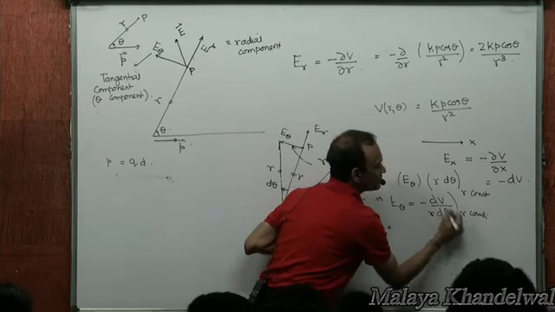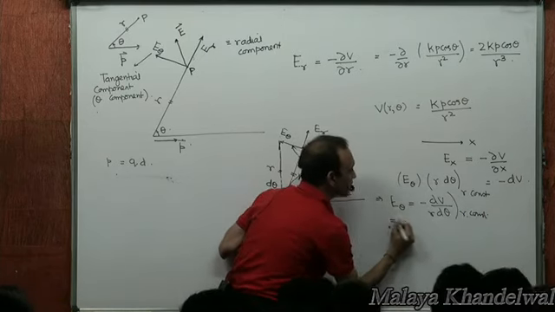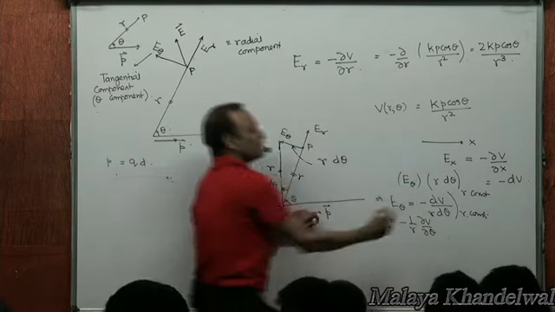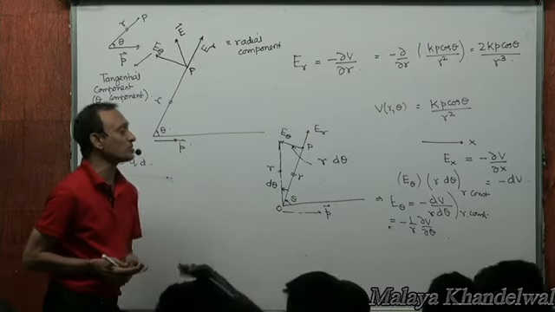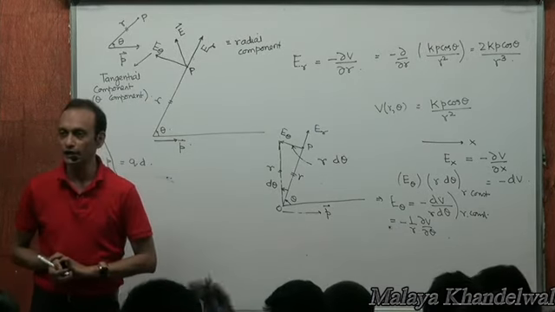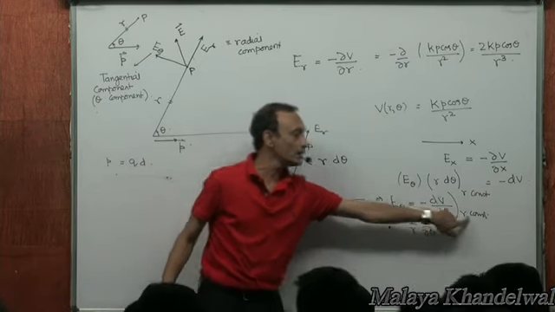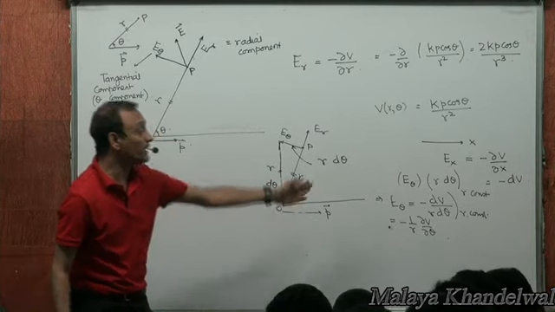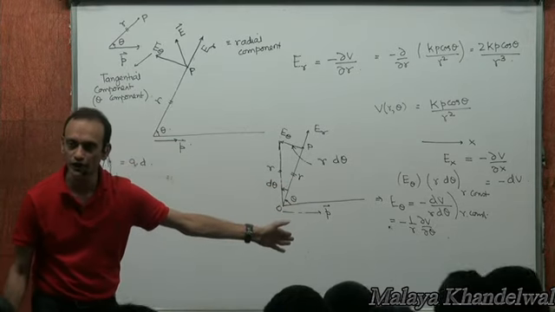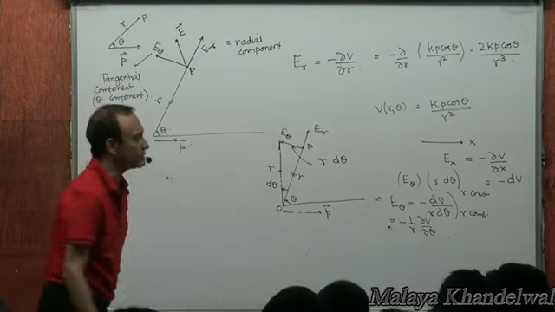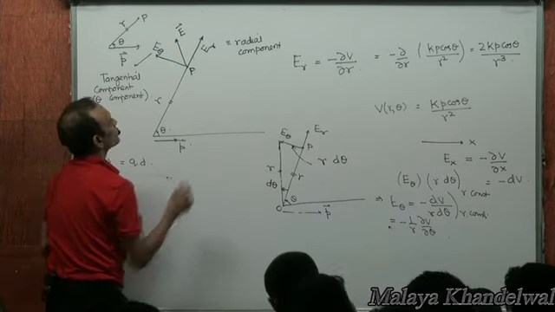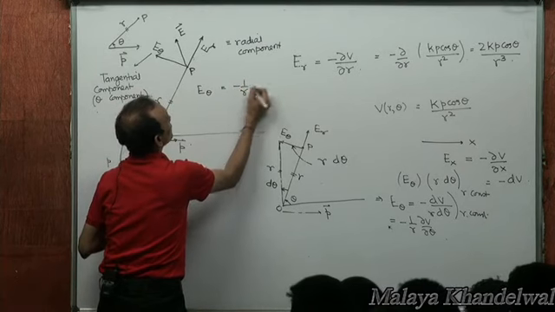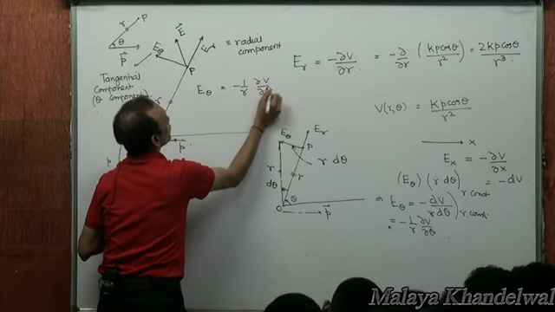But if you differentiate V with respect to theta keeping r constant, that's called dou V dou theta, isn't it? So E theta would be minus 1 by r dou V dou theta, right? So what is E theta? E theta is minus 1 by r dou V dou theta.